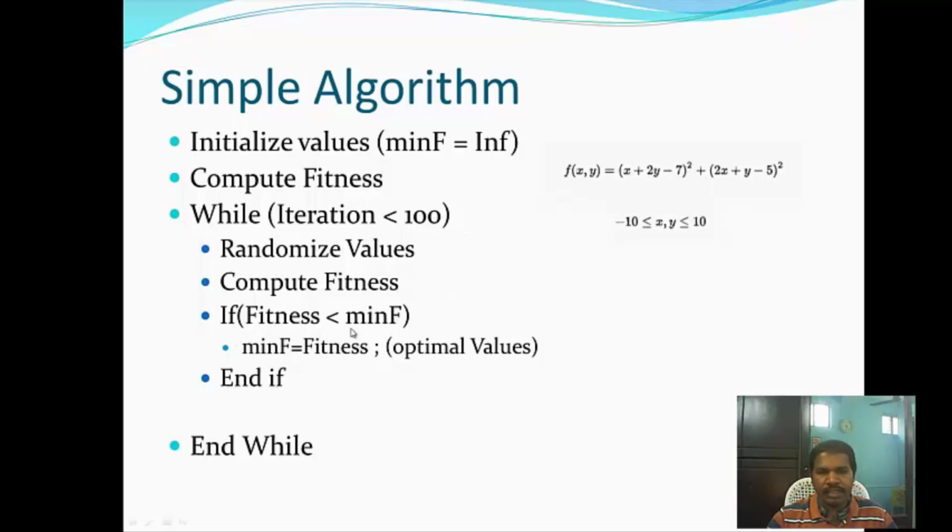If fitness is less than minimum of f, then in the first iteration, fitness is less than infinity, which means minimum of f equals fitness. So we store the fitness value and store this optimal x comma y value. Both things are stored there, and we iterate the process 100 or 1000 times. Finally we get the optimal value. When we print out the result, we get the optimal value. So it's a simple random search algorithm: randomly assign the value and get an efficient output.